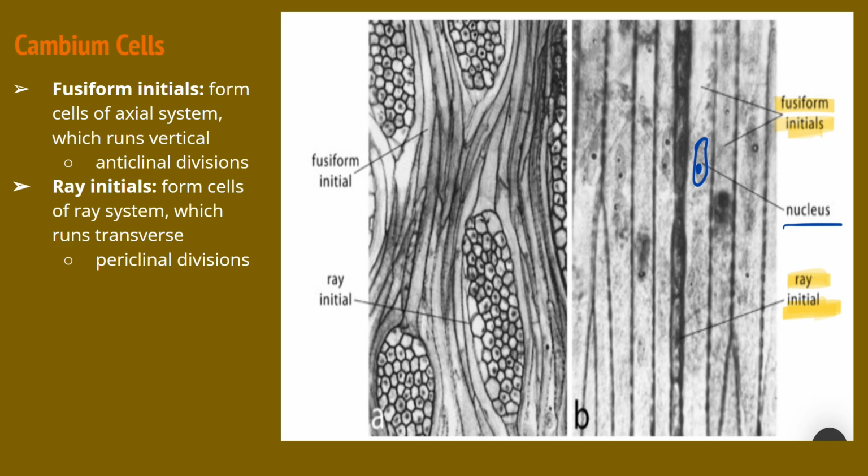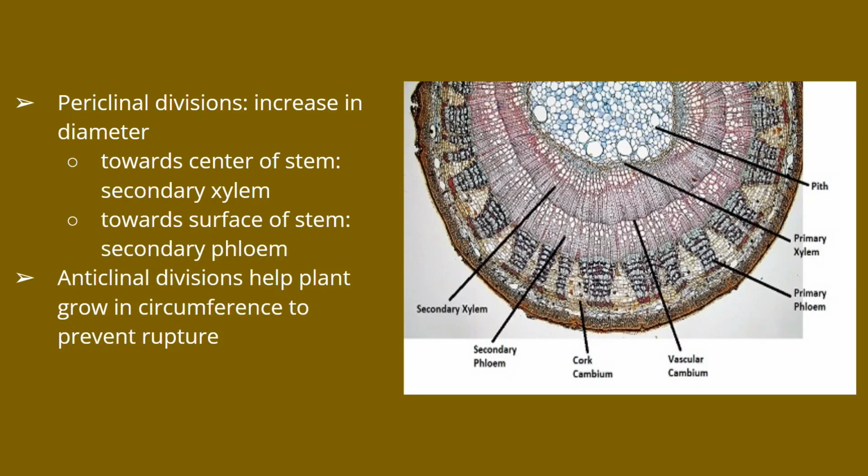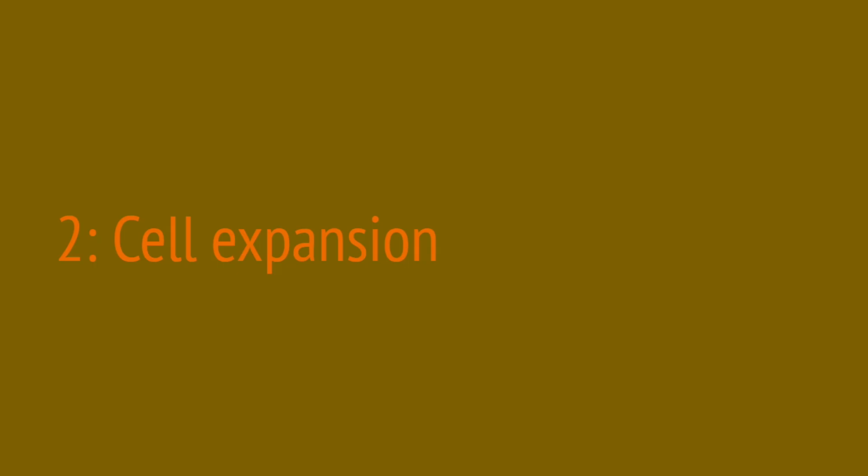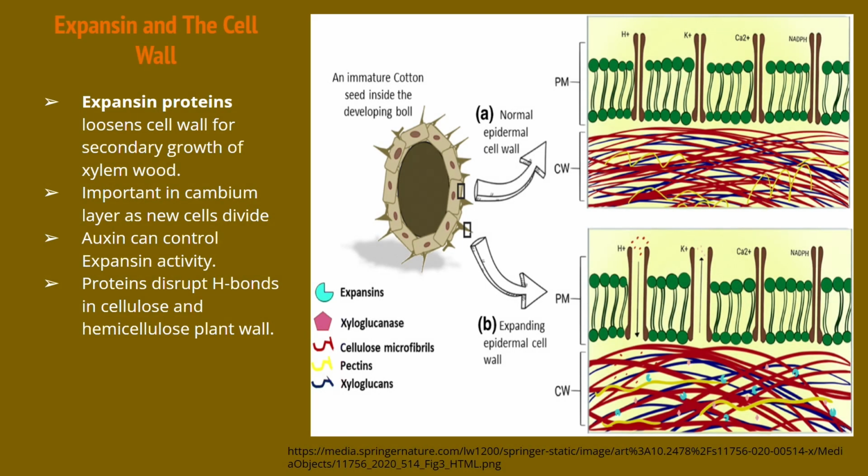Auxin signal creates pathways that lead to xylem cell differentiation. Divisions that occur periclinally towards the center of the plant form secondary xylem mother cells, and divisions that occur periclinally towards the surface of the plant form secondary phloem mother cells. These divisions increase the diameter of the plant, so the vascular cambium must divide anticlinally to prevent the stem from rupturing.